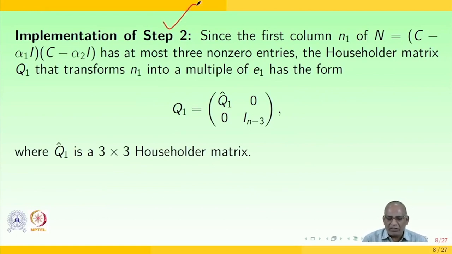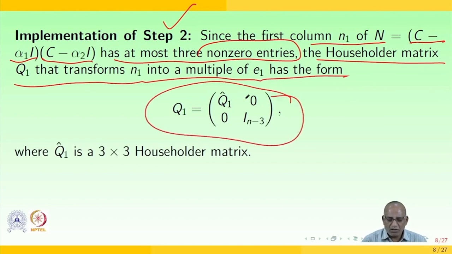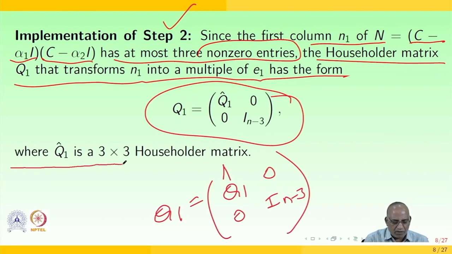Implementation of step 2: since the first column N1 of N, that is (C minus alpha 1 I)(C minus alpha 2 I), has at most 3 non-zero entries, the Householder matrix Q1 that transforms N1 into a multiple of e1 has the form Q1 equal to the block matrix with Q1-hat, 0, 0, and the identity of size n minus 3, where Q1-hat is a 3 by 3 Householder matrix.